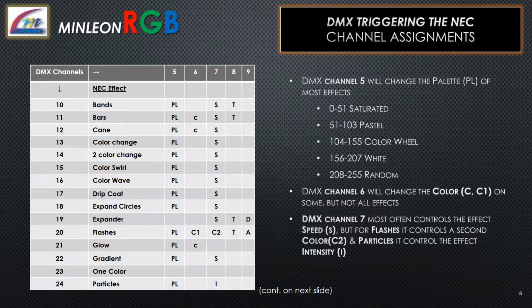DMX channel assignments. DMX channel 5 will change the palette of most effects, from saturated to pastel to color wheel to white or to a scrolling random. DMX channel 6 will change the color on some but not all effects. DMX channel 7 most often controls the effect speed, but for flashes it controls a second color, and for particles it controls the effect intensity.